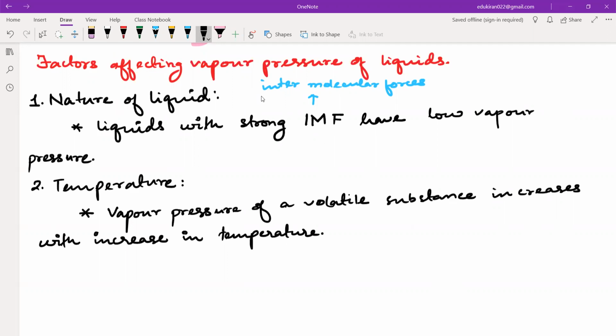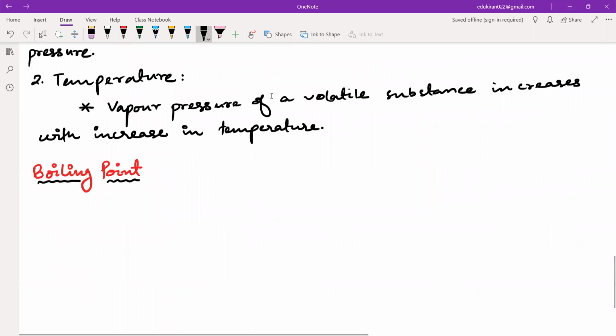Next thing is boiling point. Very important thing, boiling point. Who will define boiling point? What do you understand by boiling point? Temperature at which liquid changes to vapor.